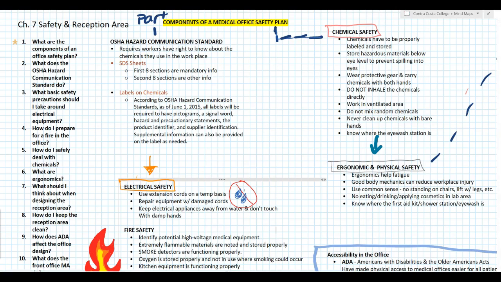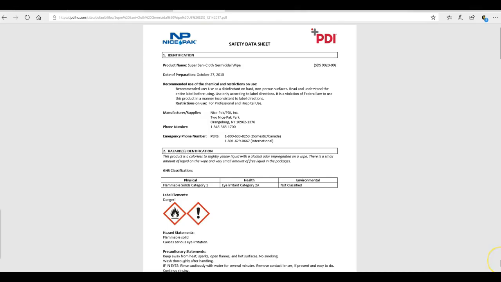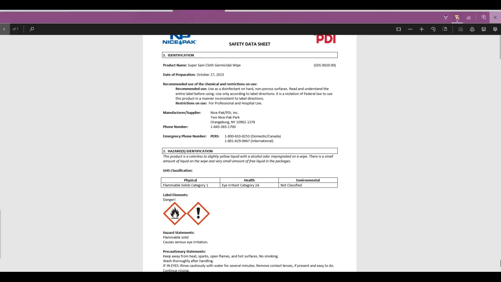So, I'm going to show you what an SDS sheet looks like for something that is commonly found in the medical office. Hang on just a second while I pull that up. So this is the safety data sheet for the Super Sani Cloth germicidal wipes. We use these in every medical office I've ever worked at. We use them at the hospital. I use them in the clinic on campus during our injections and venipuncture procedures. So these Super Sani wipes are used frequently for germicidal prevention. And so that's what it tells you.